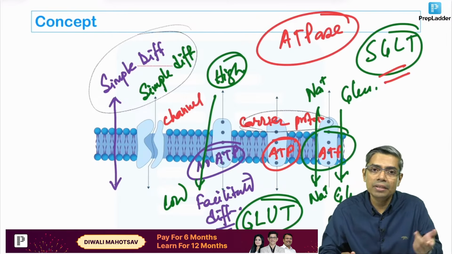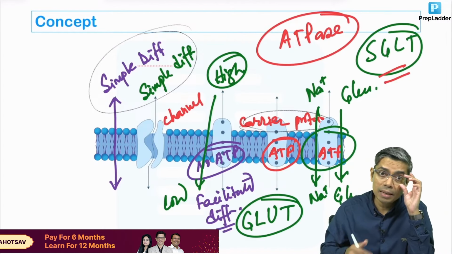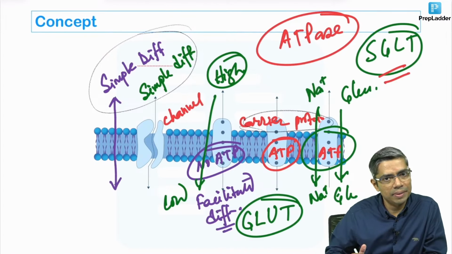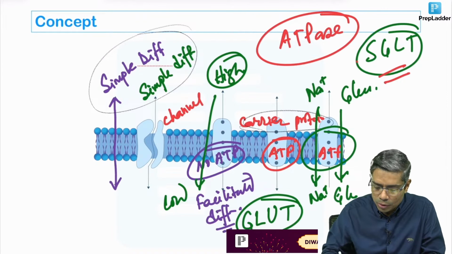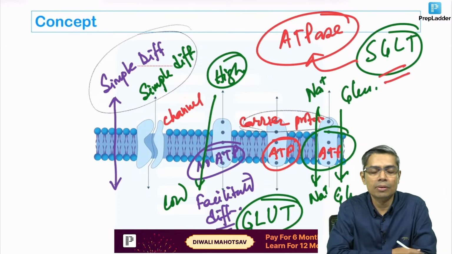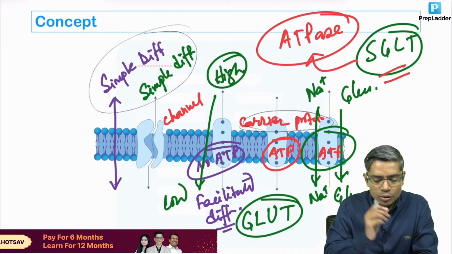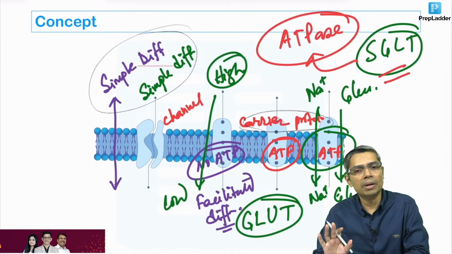They require the additional help of primary active transport, because primary is the only type which will break down adenosine triphosphate and supply the energy. So secondary active transport always requires the help of the ATPase molecule, because it has to break down adenosine triphosphate to release energy. This is the basic concept that you have to remember about transport.